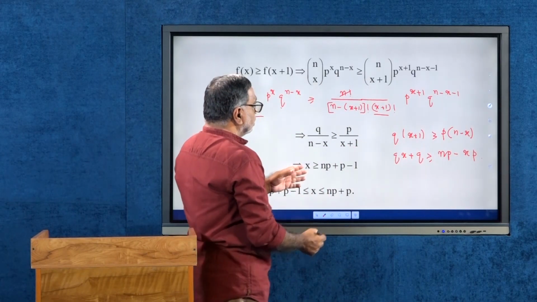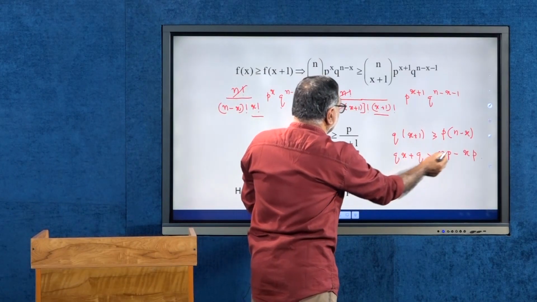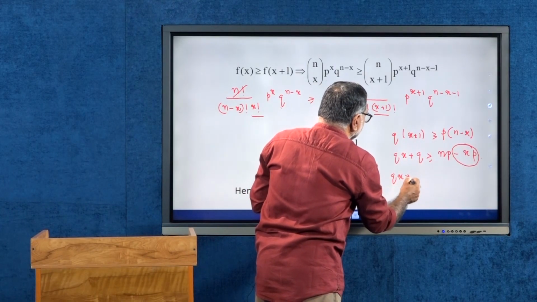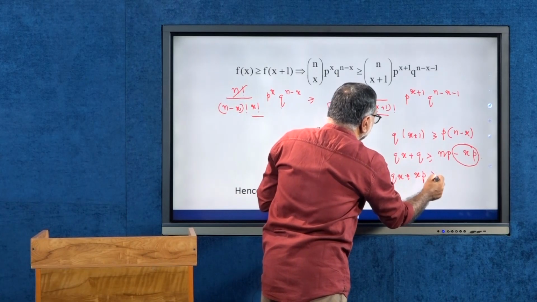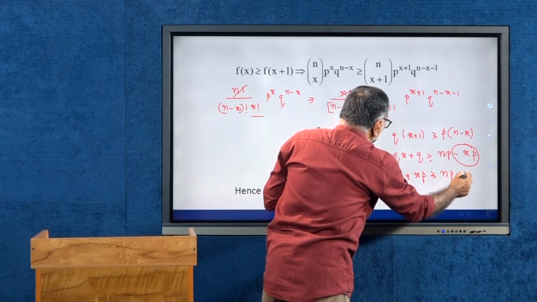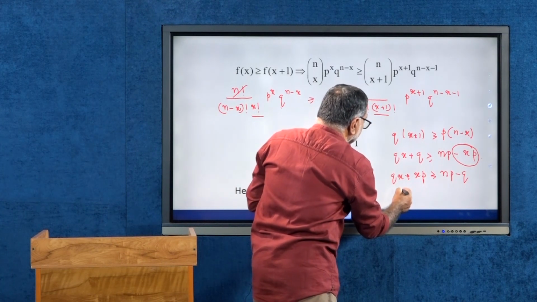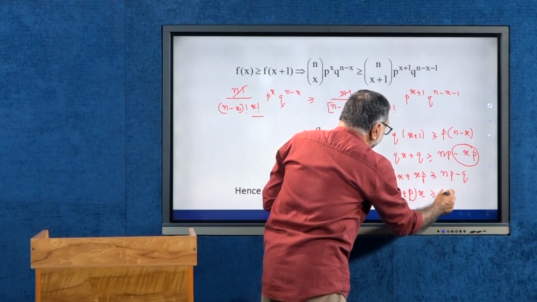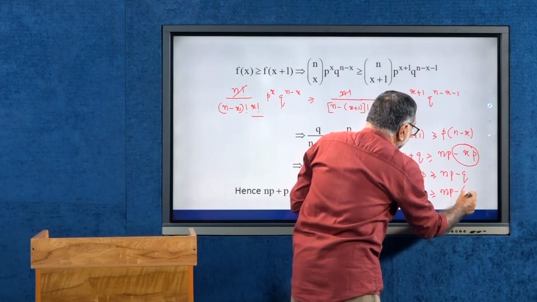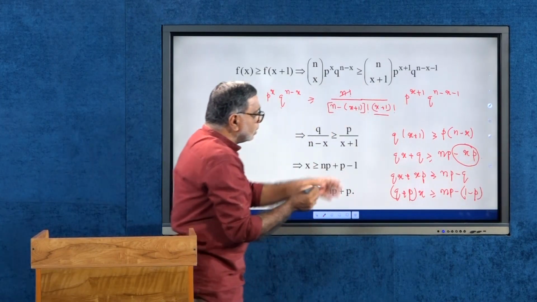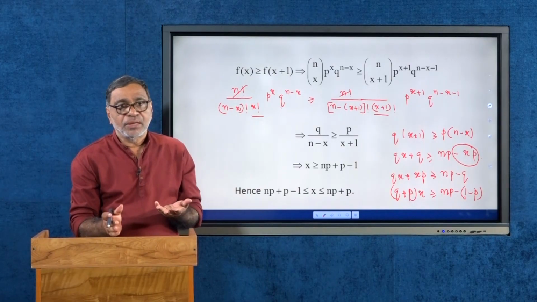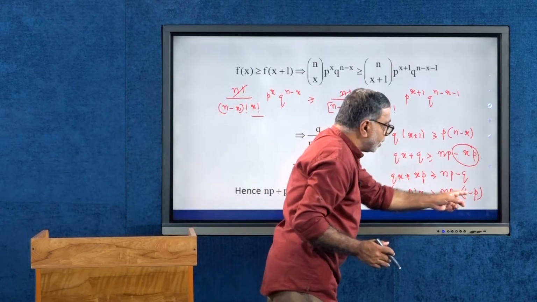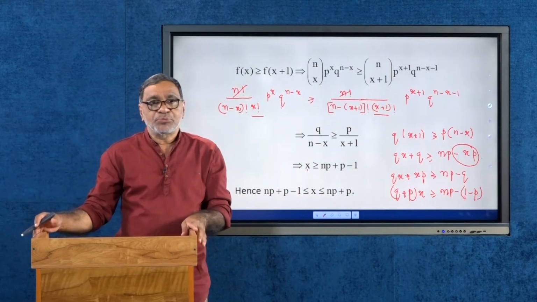And that is, this qx, and this term is taken to this side. So, qx plus xp greater than or equal to np minus q, and qx plus xp means q plus p into x is greater than or equal to np minus q, where q is our 1 minus p. That is, q plus p is equal to 1, you know. So, that side becomes x. So, this is x greater than or equal to np minus 1 minus p, or np plus p minus 1.